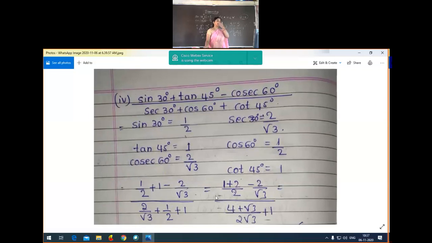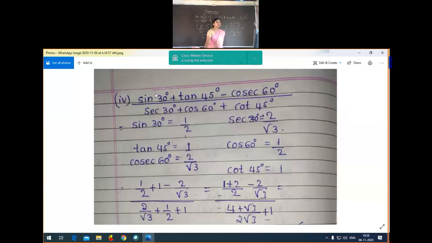First, the fourth problem. See, it is substitution only in the trigonometry part. Only substitution: how to substitute sine 30, 40, 45. That is trigonometry. Remaining all the work, simplification and all, you already know. Now the expression is sine 30 degree plus tan 45 degree minus cosec 60 degree divided by secant 30 degree plus cos 60 degree plus cot 45 degree. So the expression is a little bit large, no?